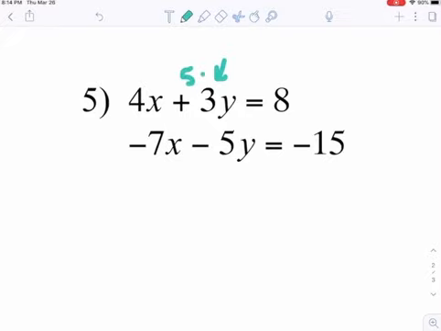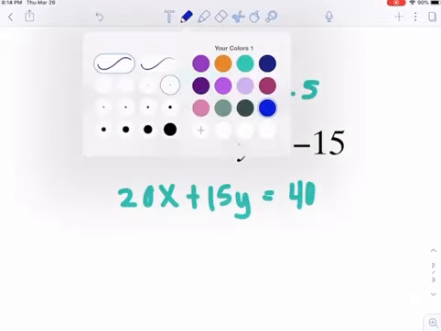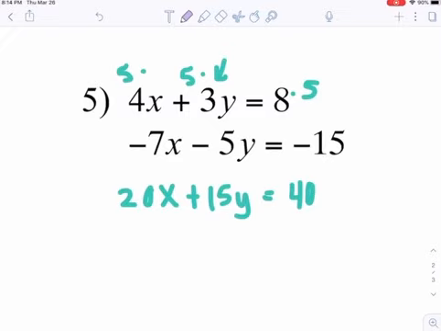Well, if I multiply this 3y by 5, everything in the equation has to get multiplied by 5. So my new equation is going to be 20x plus 15y equals 40. Okay, and I have to do the same thought process in the second equation.